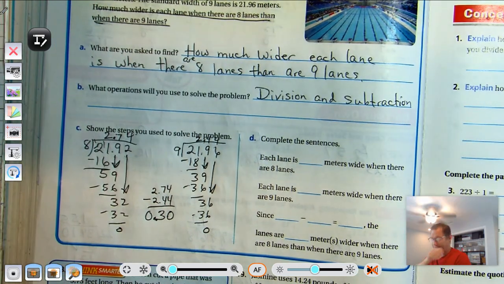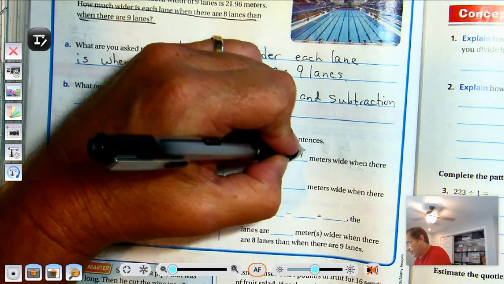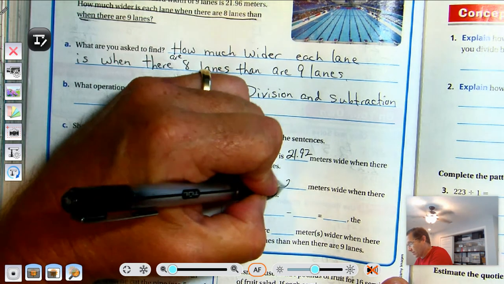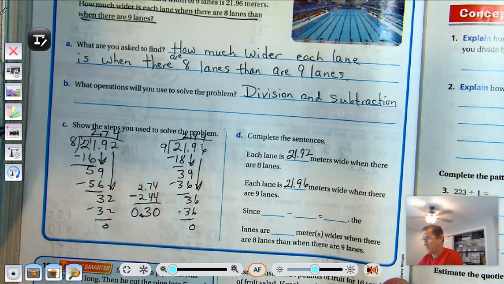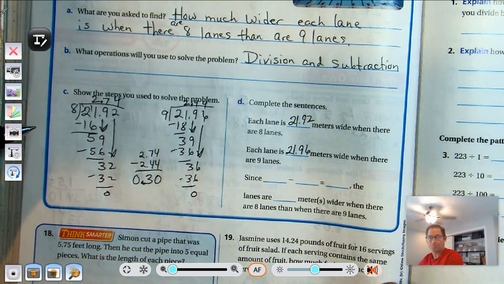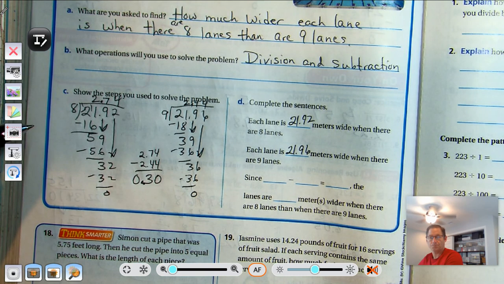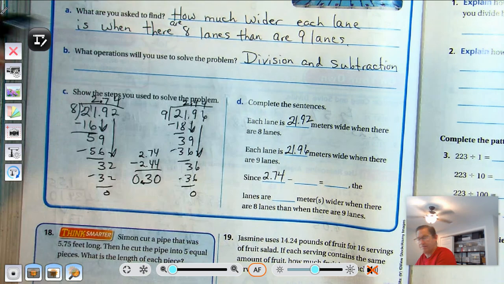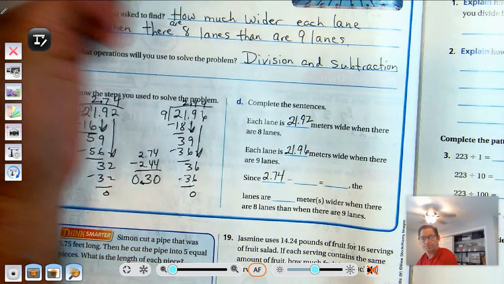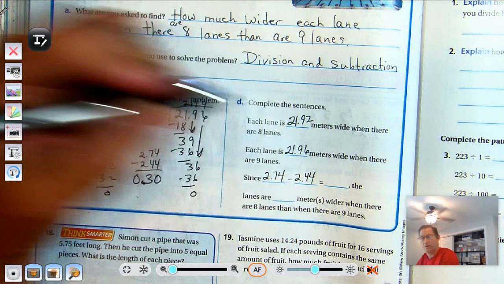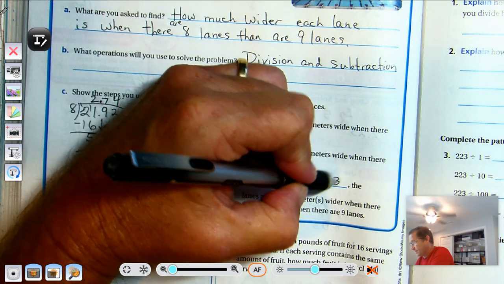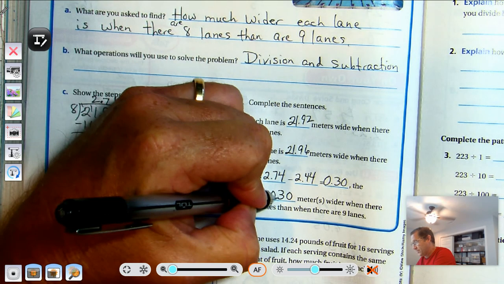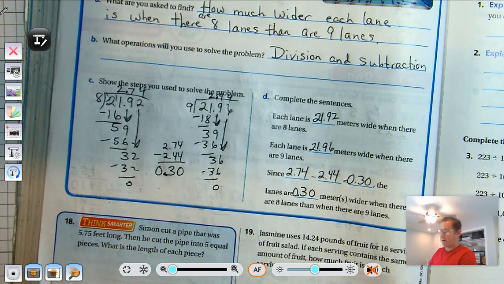All right, so each lane is 21 and 92 hundredths meters when there's 8 lanes, 21 and 96 hundredths meters when there are 9 lanes. 2 and 74 hundredths meters minus 2 and 44 hundredths meters equals 30 hundredths. So the lanes are 30 hundredths meters wider when there are 8 lanes.